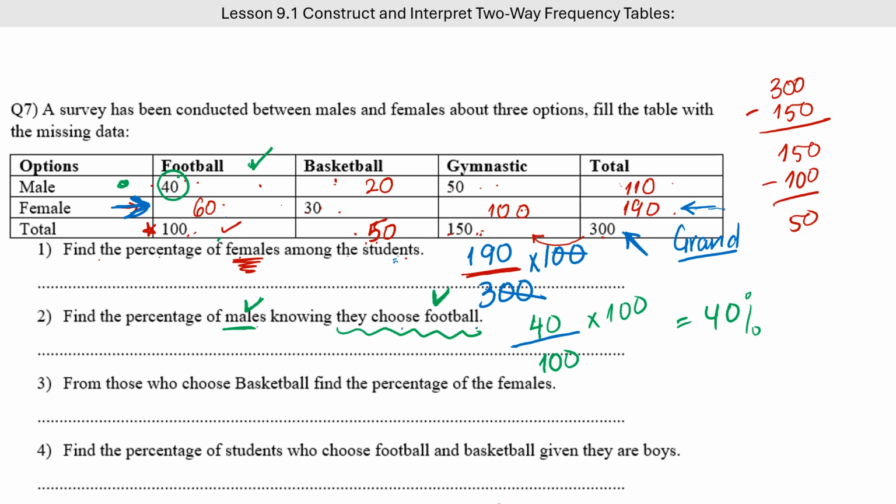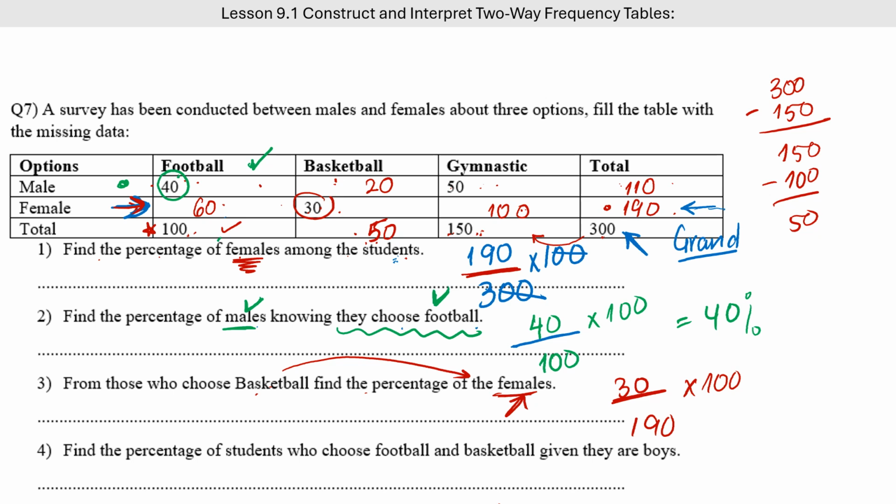Now, next they are saying from those who choose basketball. First of all, basketball, find the percentage of the females. Yani basketball and females. Where is basketball and females together? So here is the female and here is the basketball. So my answer is 30. And what is written in the end? In the end is the females. What is the total of the females? So total of the females is 190. And then times 100. And then solve it.